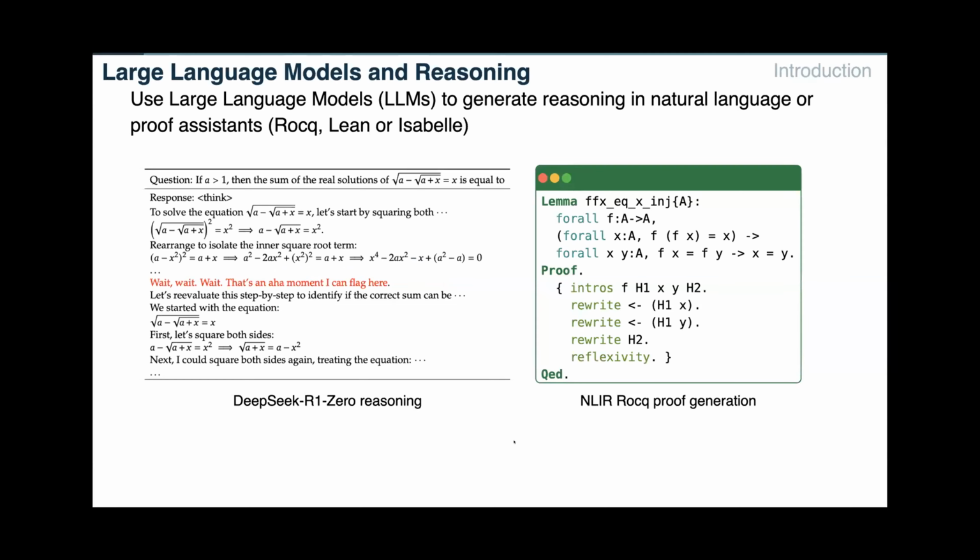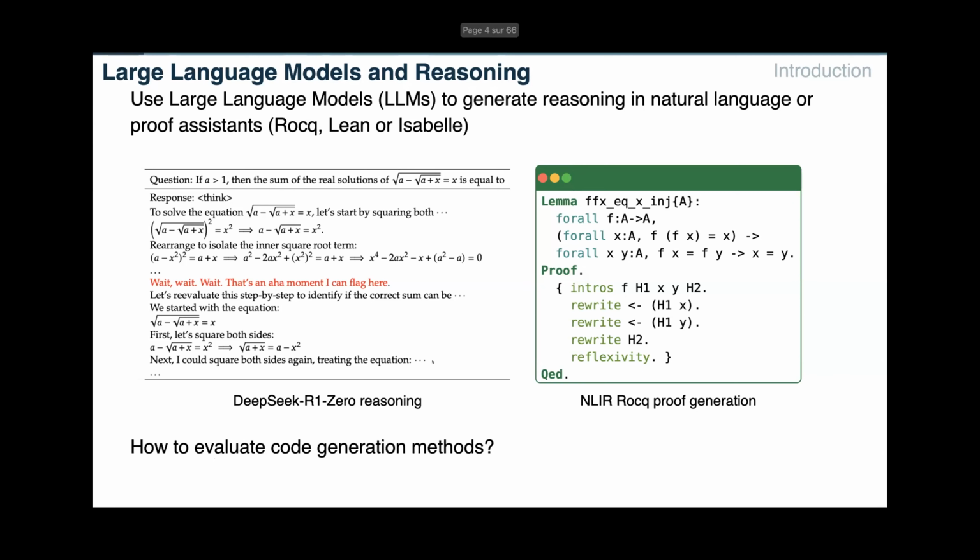A recent topic that has gained momentum is to use large language models, LLMs, to do reasoning. On the left, I showed you an example of some reasoning in natural language. However, with these techniques, one cannot ensure that the reasoning the model generates is correct. So some people are looking at generating reasoning in proof assistants, such as Lean, Rocq, or Isabelle.